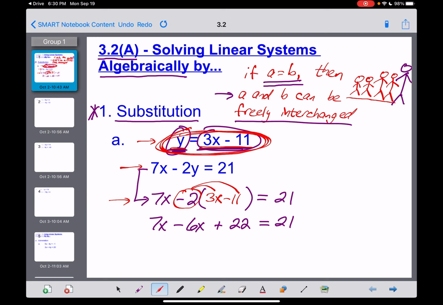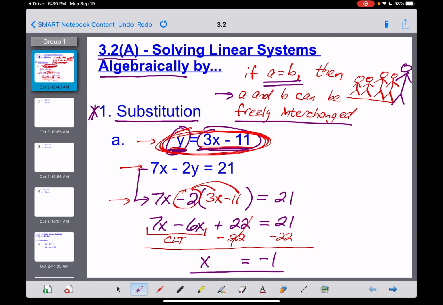One of the things we have to accomplish now is to combine our like terms, CLT, right there on the 7x minus 6x. At the same time, that 22 that's being added on the left needs to be moved to the right. So at the same time, I'm going to subtract 22 from both sides. Okay, those terms cancel. 7x minus 6x is just plain 1x. We don't need to write the 1 there. Equals 21 minus 22 is negative 1. And right there, guys, that is part of our solution. X is equal to negative 1.